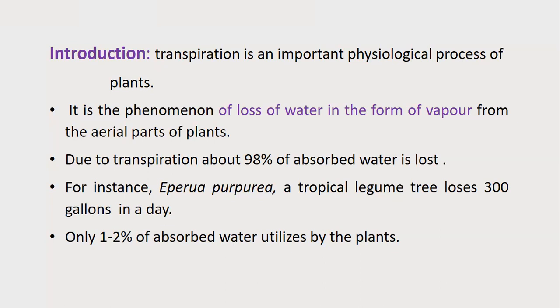So transpiration is an important physiological process of plants. In this process, the loss of water in the form of vapor from the aerial parts takes place. Due to transpiration, about 98% of absorbed water is lost by the plants. For instance, in a tropical legume called Erythrina purpurea tree, 300 gallons of water is lost in a day. Only 1 to 2% of absorbed water is utilized by the plants.